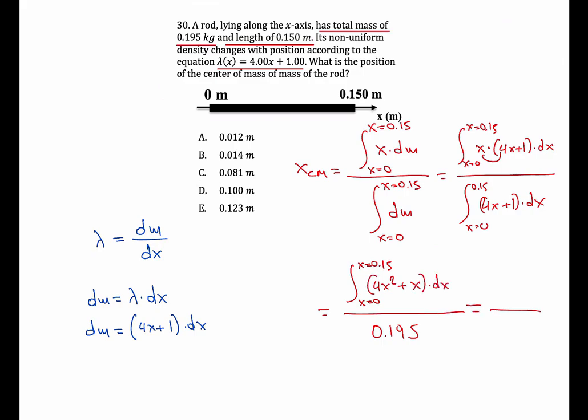So now we can actually calculate the integral in the numerator. So the integral from 0 to 0.15 of 4x squared plus x, and the calculator gives us as a value 0.01575, and if we divide it by 0.195, we find that the location of the center of mass is 0.0807 meters, approximately equal to 0.081 meters, as we suspected, a little bit further away from the center of the object.